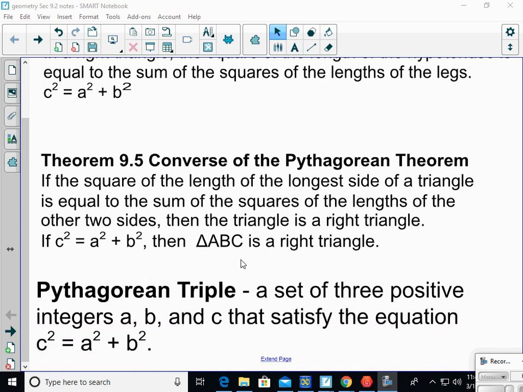And then something known as a Pythagorean triple. It's a set of three positive integers, a, b, and c, that satisfy the equation C squared equals A squared plus B squared. So if the lengths of the three sides of the right triangle are all integers, then it works as a Pythagorean triple.